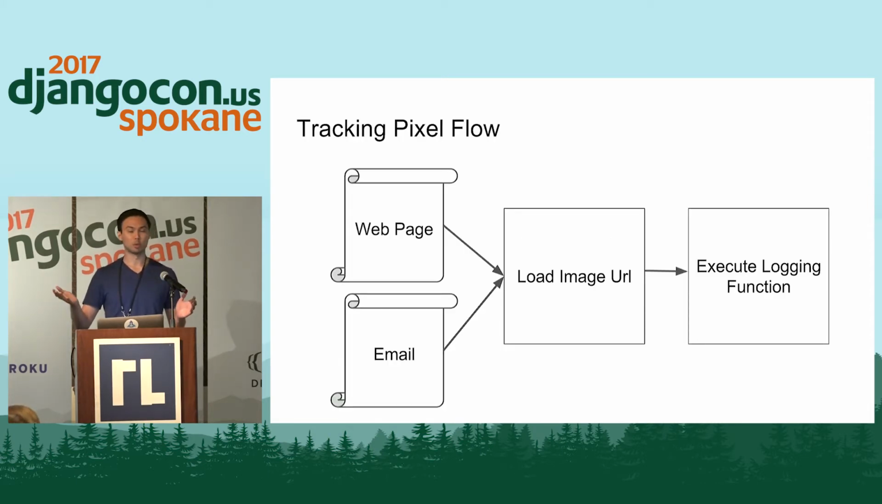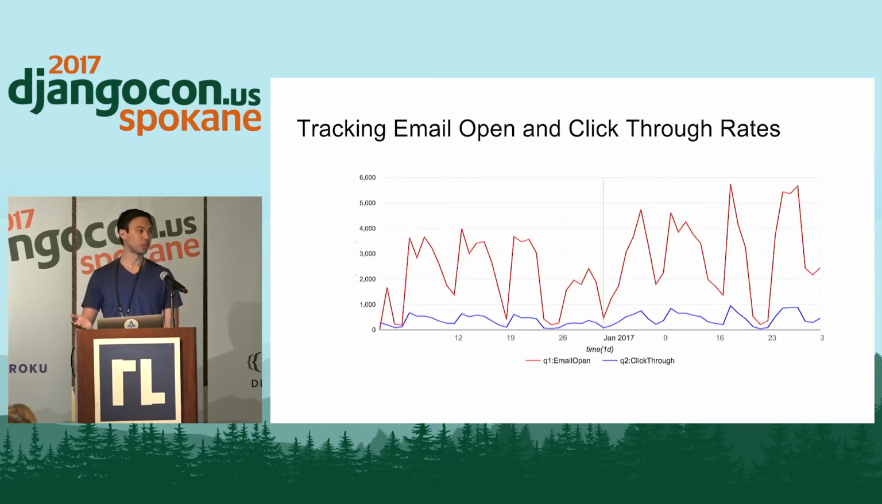Here are the two typical flows. You have this small image that loads in an email or a web page. When it's loaded, when the user visits or opens the email, you then execute a logging function and log that this user visited the page. This is really useful because we like to track email open rates. You can log that data, and then you can see click-through rates.